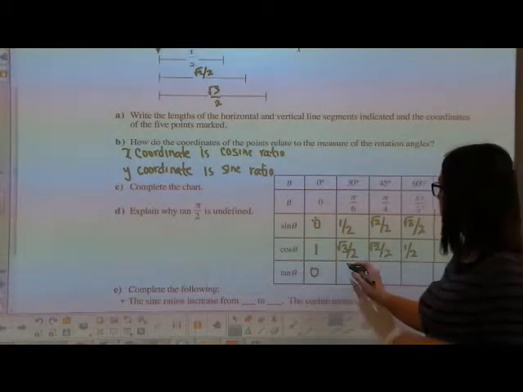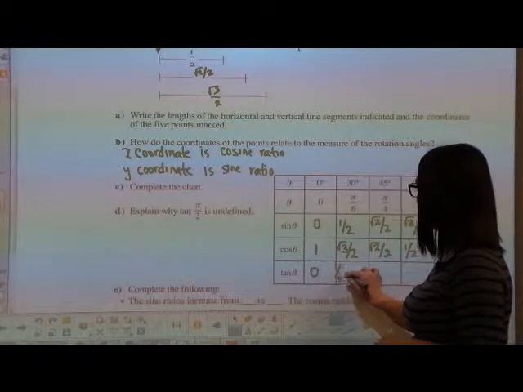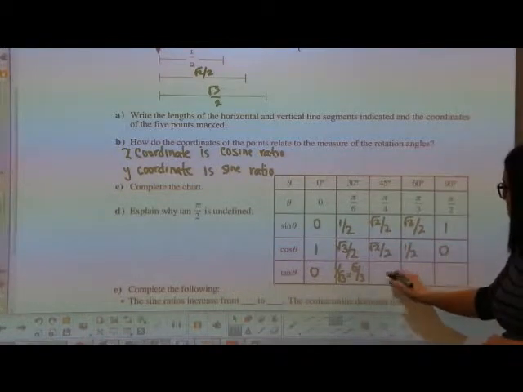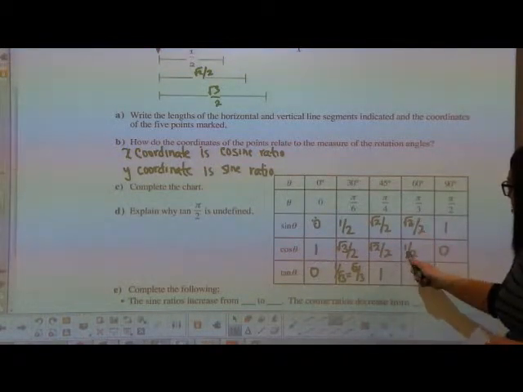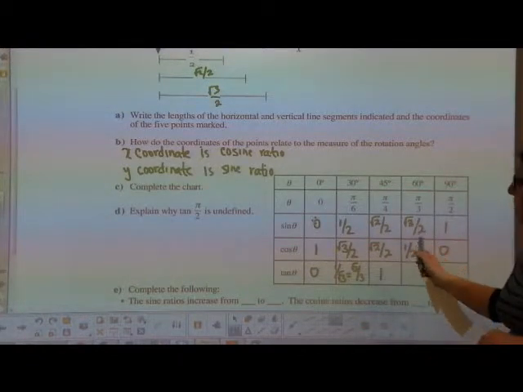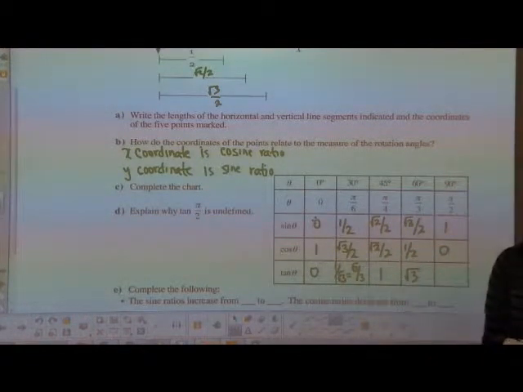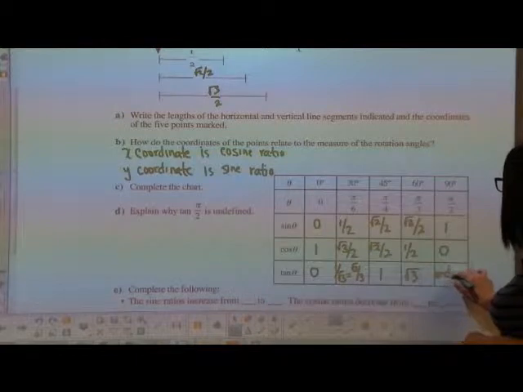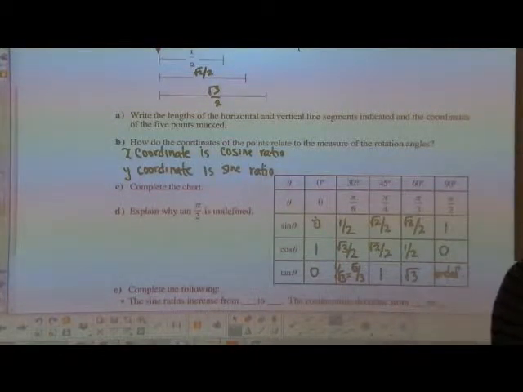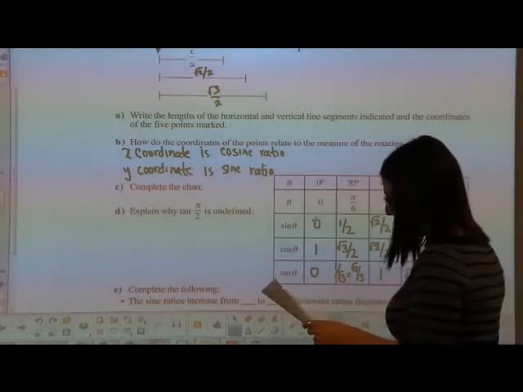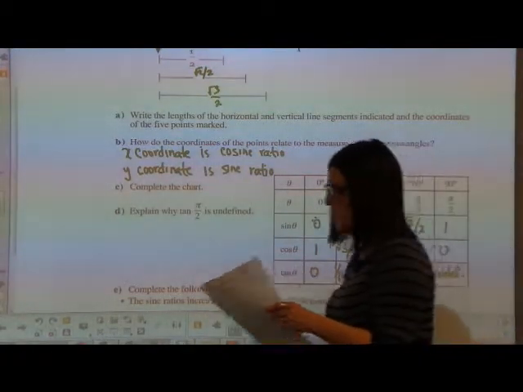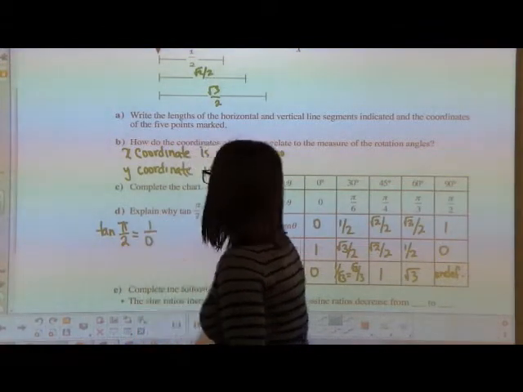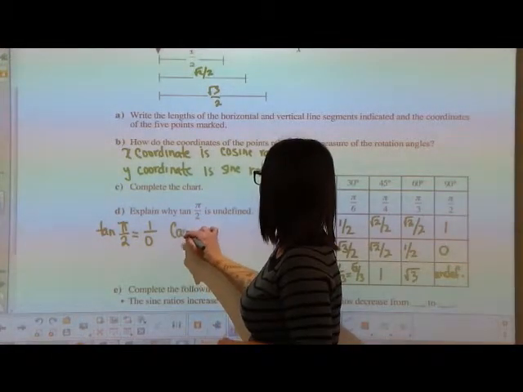1/2 divided by root 3 over 2 becomes 1 over root 3, which is the same as root 3 over 3. Root 2 over 2 divided by root 2 over 2 is 1. Root 3 over 2 divided by 1/2 becomes root 3. And then the last one, when I try to go 1 divided by 0, I can't divide by 0, so it becomes undefined. So tan pi over 2, or 90 degrees, is undefined, because tan pi over 2 equals 1 over 0, and you can't divide by 0.